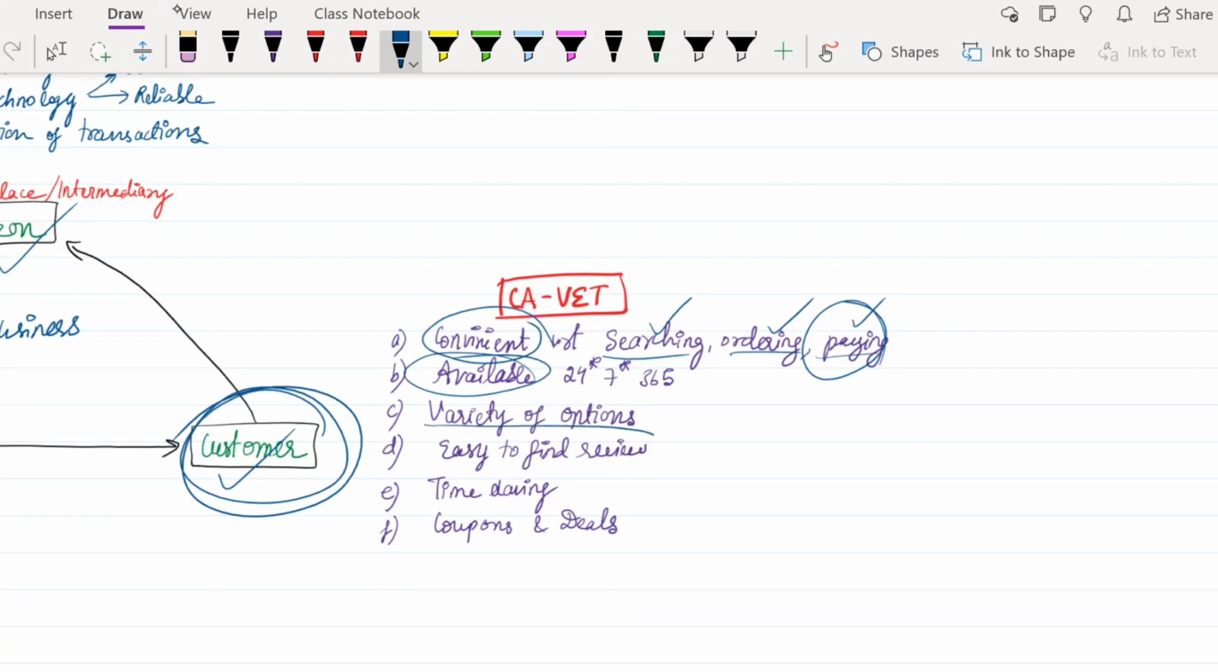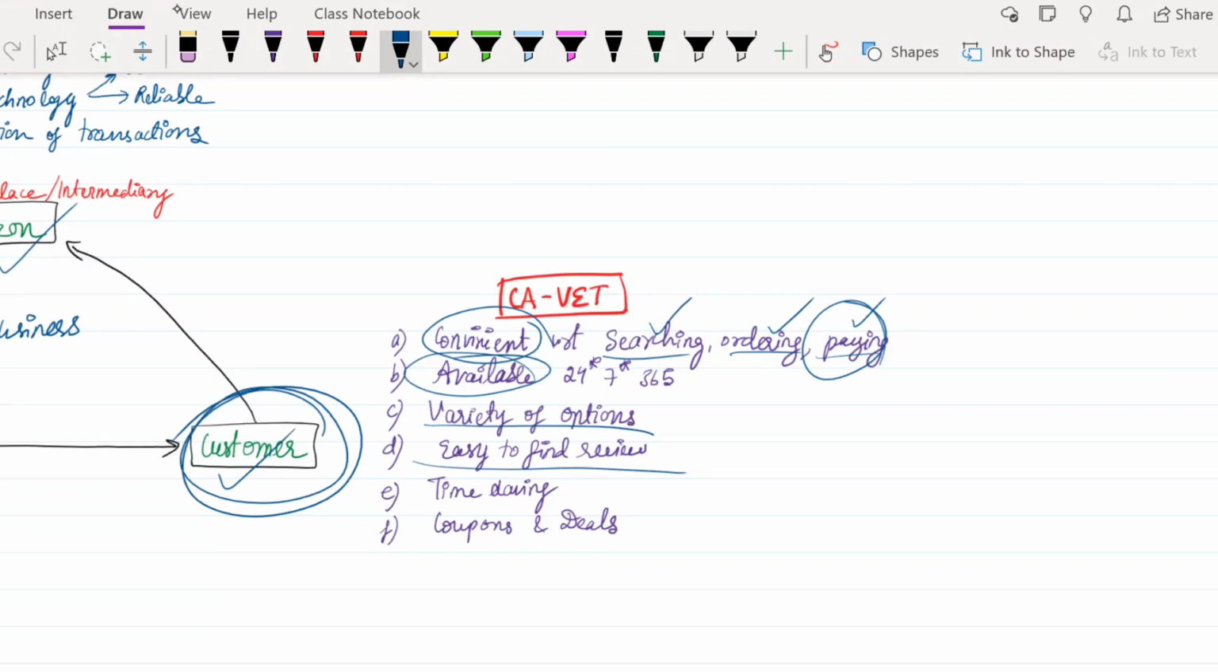Next, you have a variety of options. If you go to a particular physical store and want one kind of outfit, they will only have a few models or a few colors. But if you go on Myntra or any other website which sells clothes, it will give you thousands and thousands of options in the same type of outfit that you are searching for.